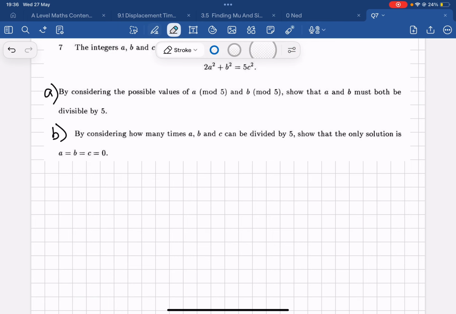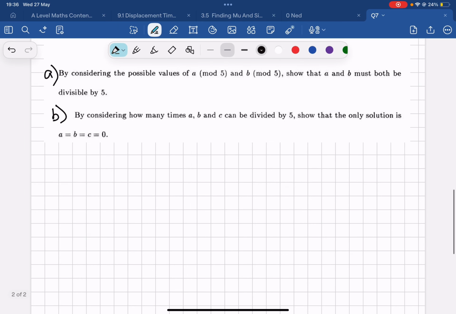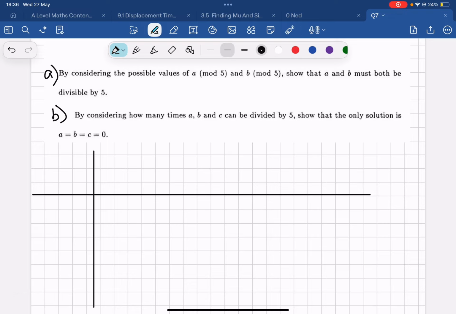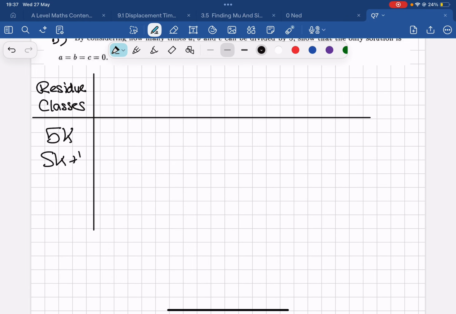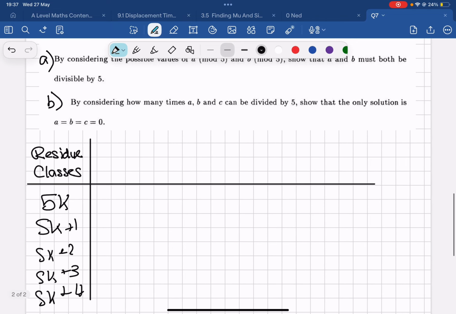Then deal with a squared, then 2a squared. So let's draw a table to represent this. So we've got our possible values, and let's write this as residue classes. Since we're working mod 5, we'll go from 5k plus 1, plus 2, plus 3, plus 4. And 5k plus 5 is congruent to 5k mod 5, so we don't need to consider that.